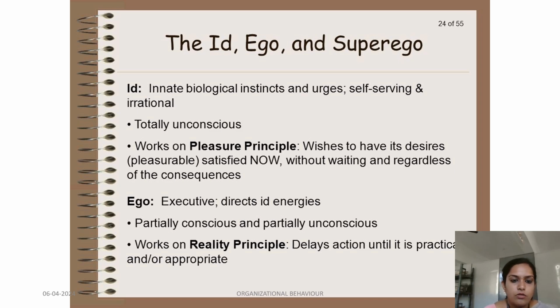The next one is the ego, which is an executive level which directs id energies. It is a partially conscious and partially unconscious stage. It works on the reality principle. It delays action and is practical or appropriate.